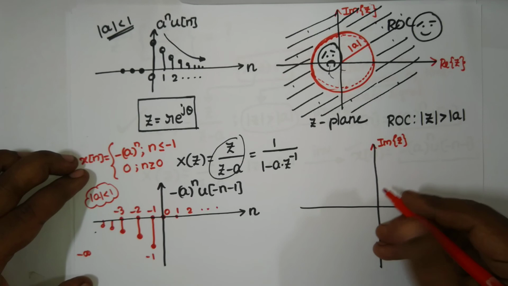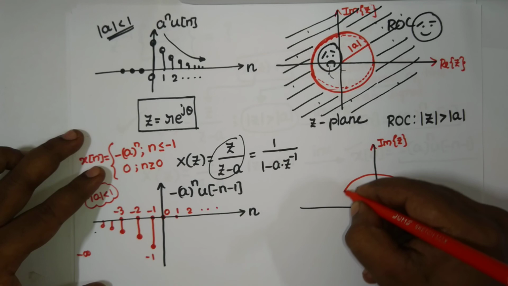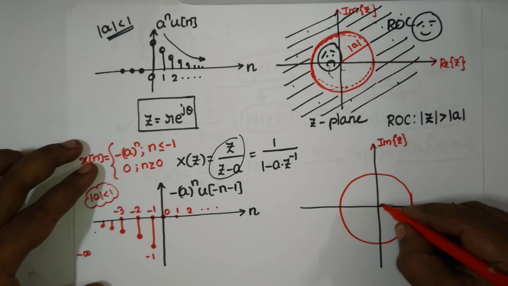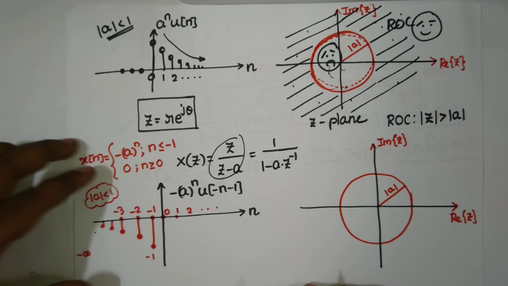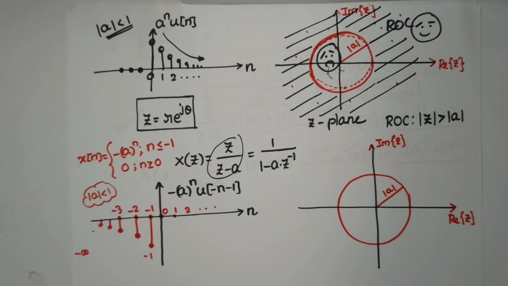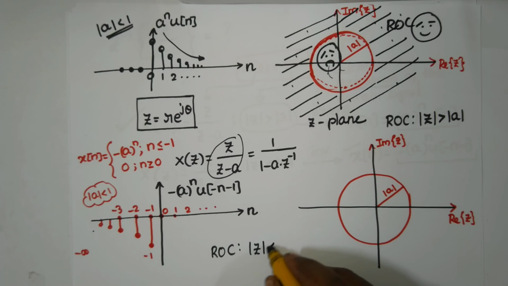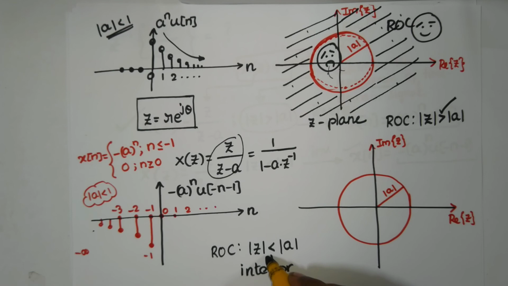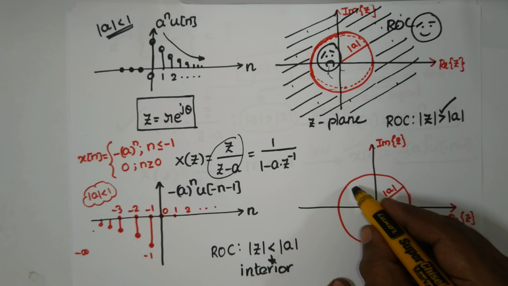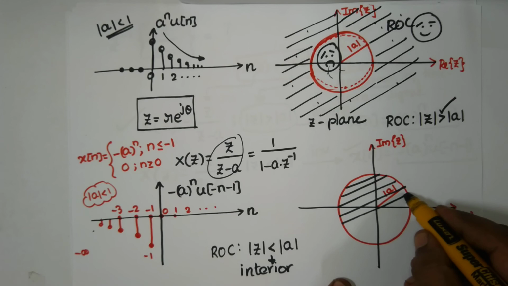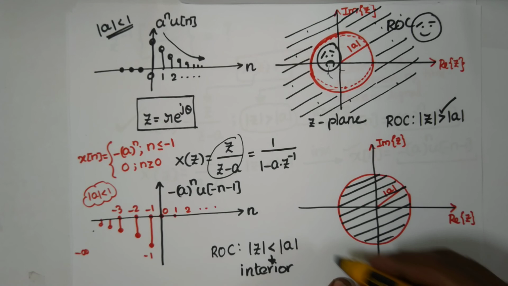Now I will draw a circle again. The circle's radius is, in this case again, a. Because it is an anti-causal sequence, the ROC is modulus of z less than modulus of a. The causal case was the exterior of a circle, and this one is the interior of a circle. So x of z can settle within this region, and x of z has no ROC outside this. So this is my ROC.